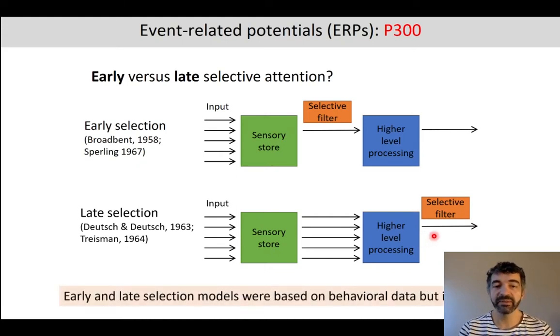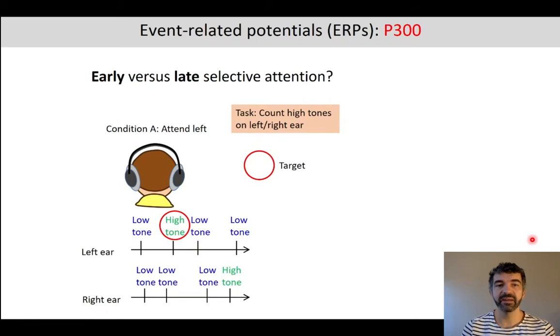Now the problem was that both models had some good evidence, and there was a long-standing debate that was, however, pretty inconclusive. That's always a little frustrating for experimenters. Of course, they want to know the truth. They want to find out, is selection early or late? And with purely behavioral measures, that was just very difficult to assess. But then came along Steven Hillyard, one of the pioneers in ERP research. He used the P300 component to solve this debate.